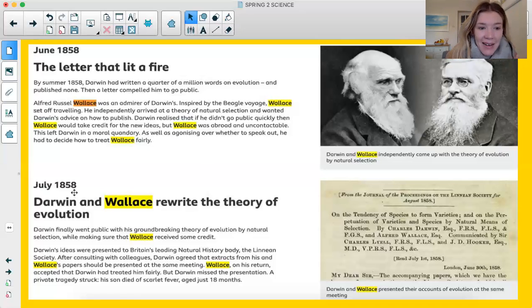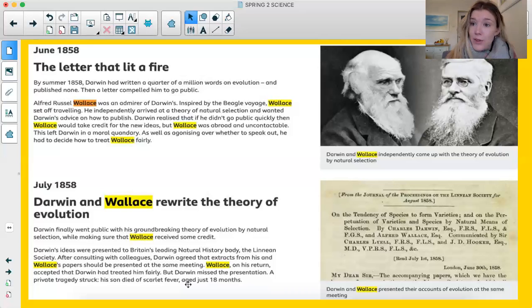But in 1858, we realise that Darwin and Wallace come together and they rewrite the theory of evolution. The very sad thing is that on the day they were meant to be having a meeting to present their ideas together, a private tragedy happened in Darwin's life, and he lost his son, who died of scarlet fever, and he was only 18 months old. So a very tragic ending to a very bright and positive collaboration of ideas.